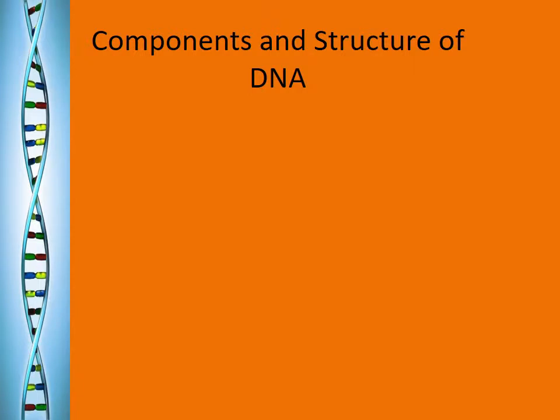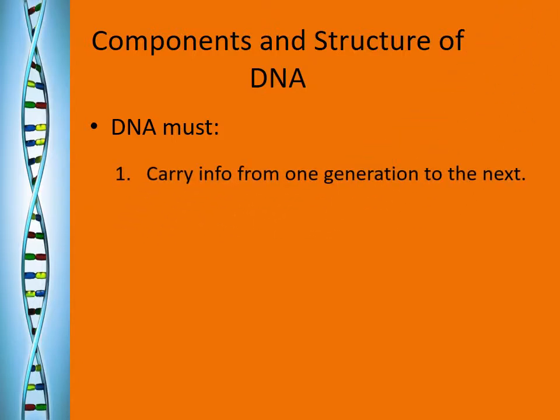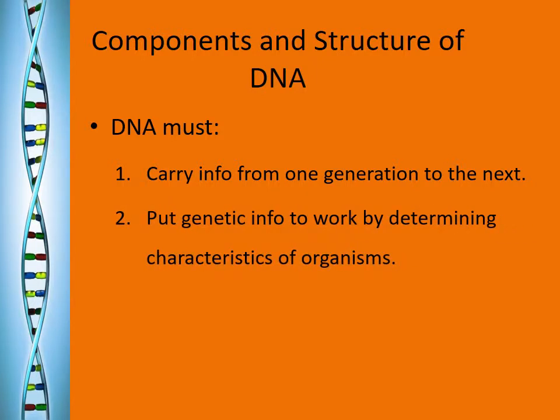What makes up the components of DNA? Well, before we get into that, DNA must always do three things. DNA must carry genetic information from one generation to the next. We found that out with Mendelian genetics with inheritance, and this is where you pass on your characteristics or your traits from one generation to the other. Speaking of traits, DNA must put genetic information to work by determining the different characteristics of genes, aka traits. So your smile, your mannerisms, your skin tone, your hair color, your hair texture, your eye color, all of these are determined by your genetic information.